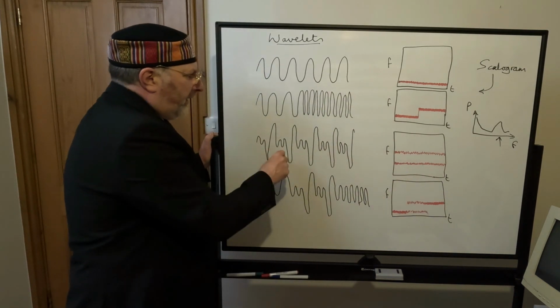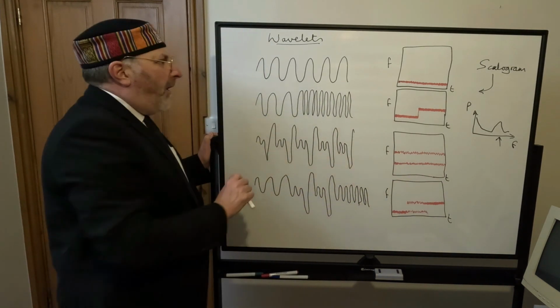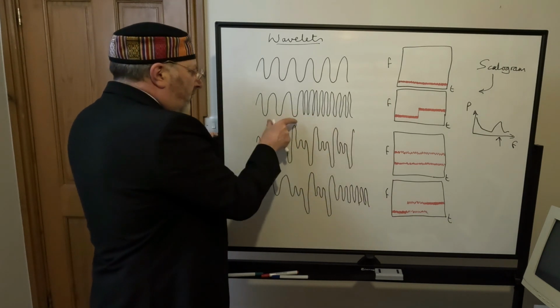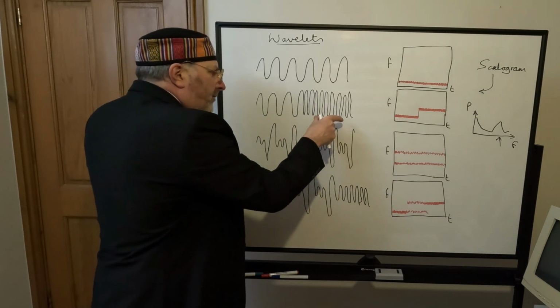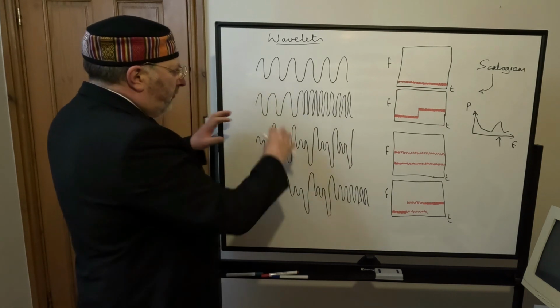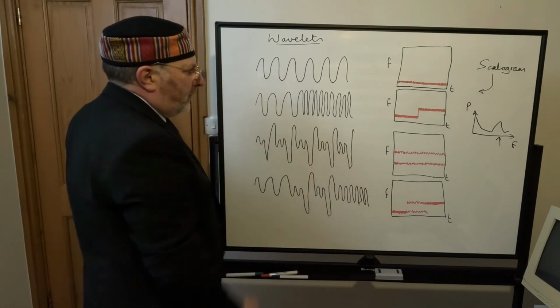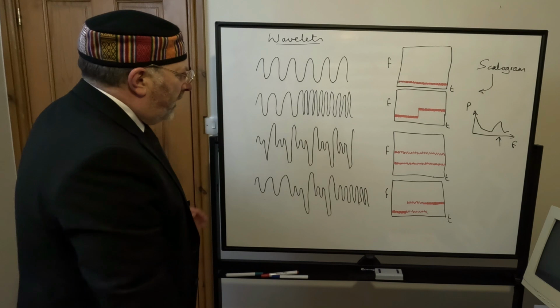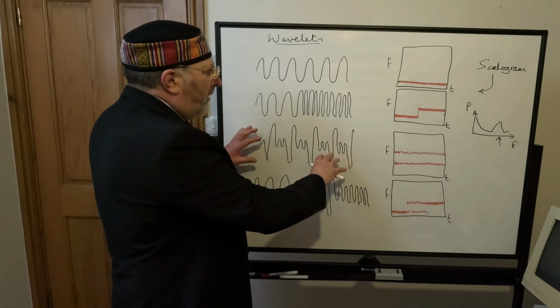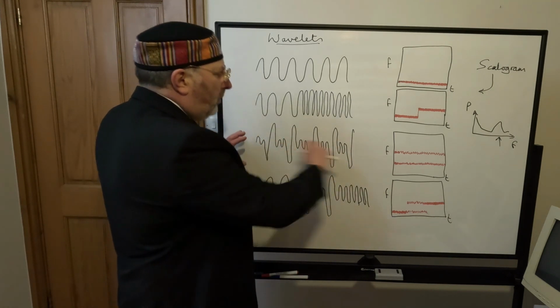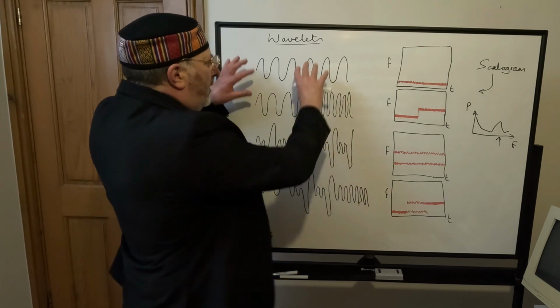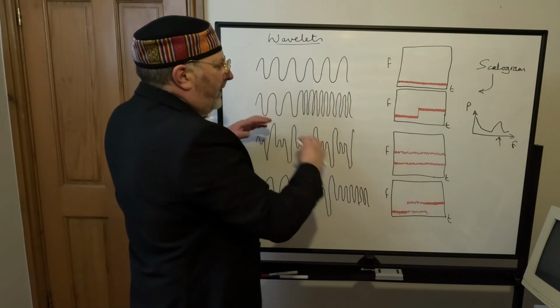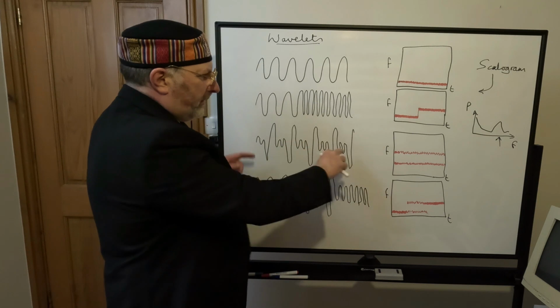Then this one is a superposition of these two frequencies, the lower frequency and the higher frequency. So when they're added together, you get a waveform that looks like that. This is a mixture of the two the whole way through. Both are present, the low frequency one and the high frequency one, superimposed on each other.